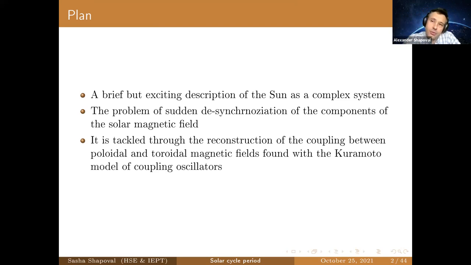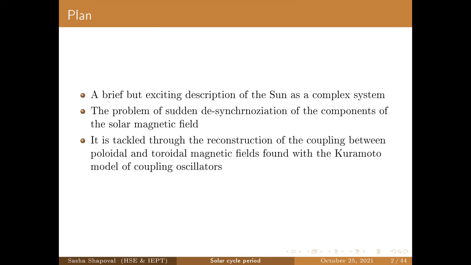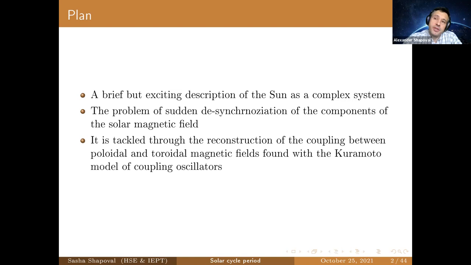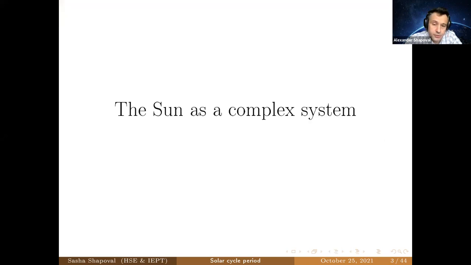The mathematical component deals with the so-called Kuramoto model of coupled oscillators, and we discuss the simplest case when there are just two differential equations, but not independent. They are coupled, and we will see what this is and how to use this model, this tool, these two equations.